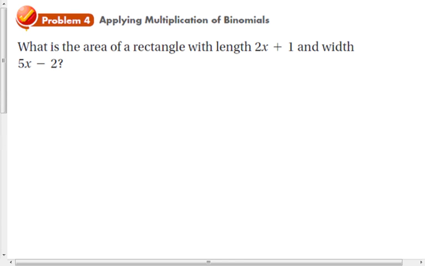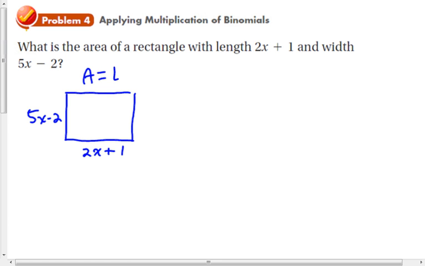All right. Let's look at a problem here where we might have to apply what we learned about multiplying binomials. It says, what is the area of a rectangle with a length 2x plus 1 and a width 5x minus 2? Let's just draw a quick rectangle. So the length is 2x plus 1. We'll label that. The width is 5x minus 2. And of course, the area of a rectangle is length times width. So we're going to write area and just substitute for the length 2x plus 1, and multiply the width 5x minus 2.